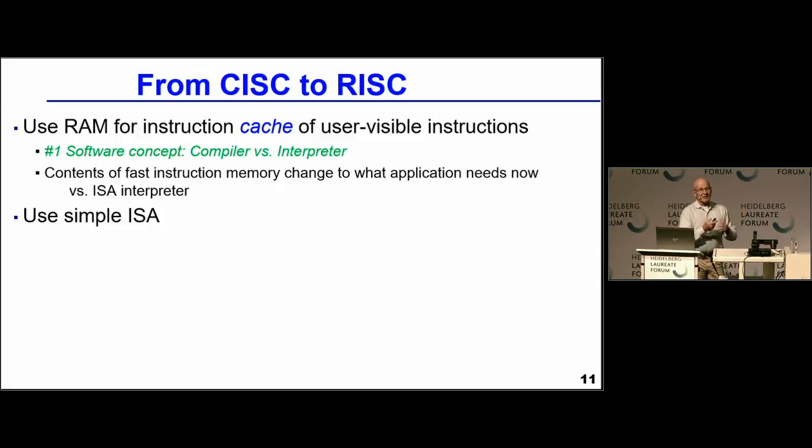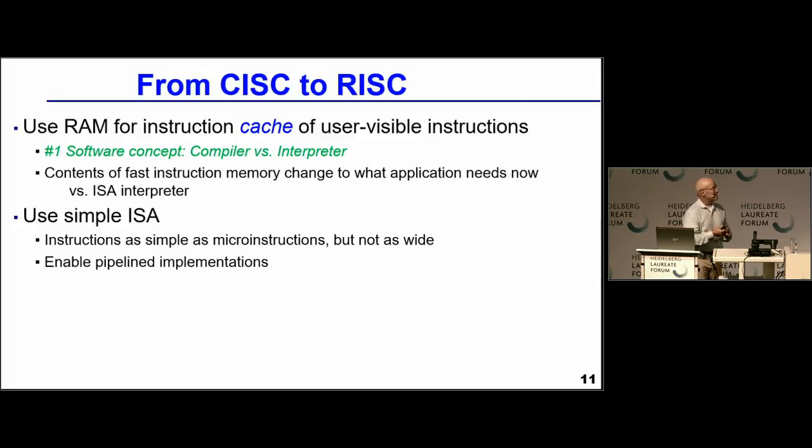And the instruction set was really simple. It's about as simple as the micro-instructions that Maurice Wilkes talked about. They're just not as wide. There's this idea of pipelining that it enables, which is a computer architecture go-to idea. It's kind of like manufacturing a car where you do one step at a time and you can do them in parallel. And by the way, the complicated instructions weren't used all that much anyway.